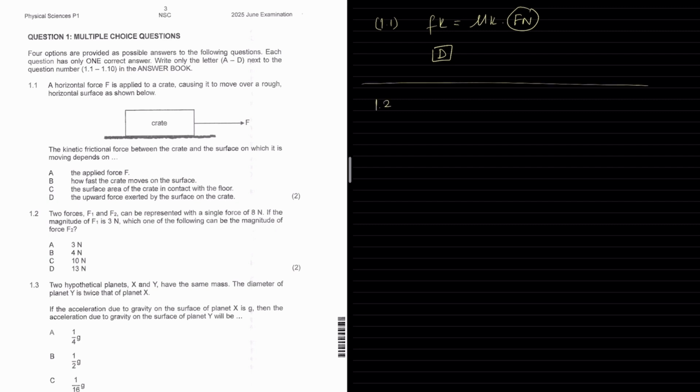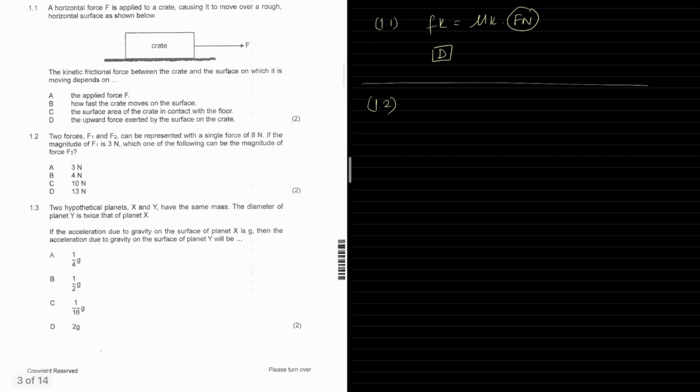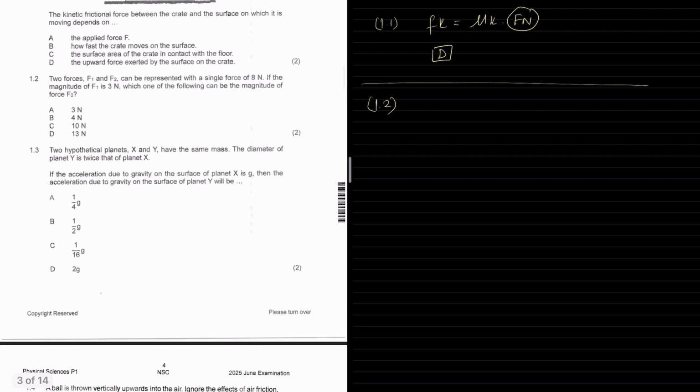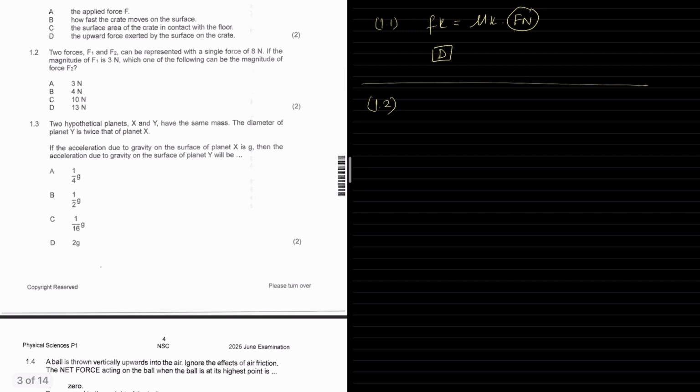Question 1.2. Two forces, F1 and F2, can be represented with a single force of 8 newtons. If the magnitude of F1 is 3, which one of the following can be the magnitude of F2? So here we'll just test each one. So 3 and option A is 3.